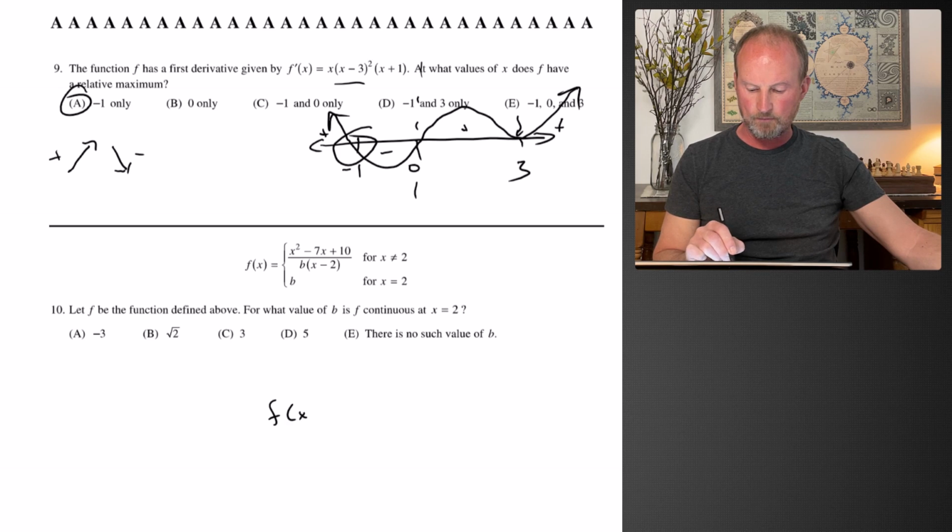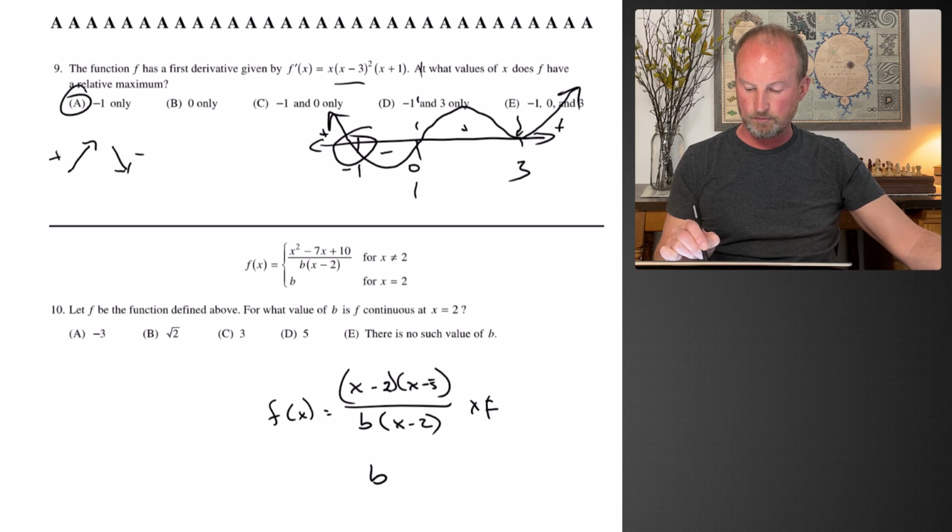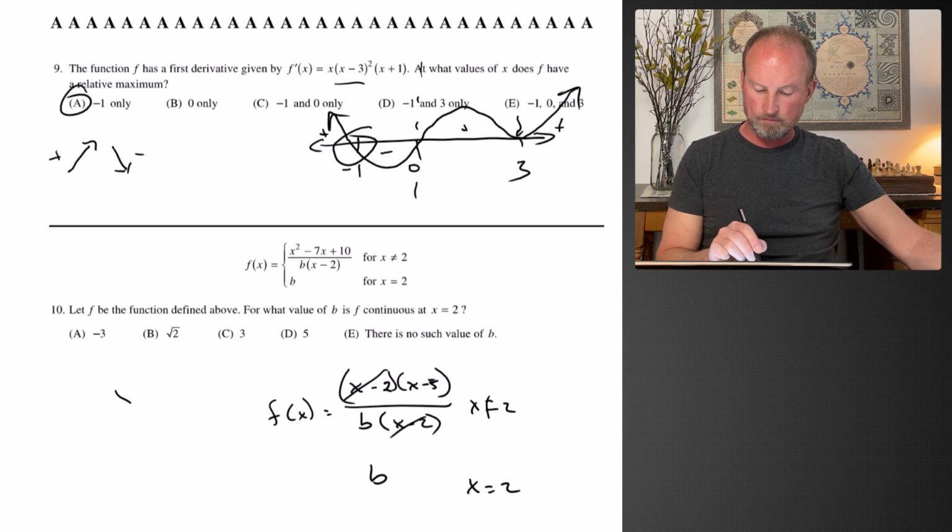So I'm going to rewrite that. I'm going to factor the top into x minus 2, x minus 5. And this is good for x not equal to 2, and this is for x equal to 2. Remember, these go away. That's a 5. And so when I plug 2 into that, I get -3, right? When I plug in 2, I get -3 over b.